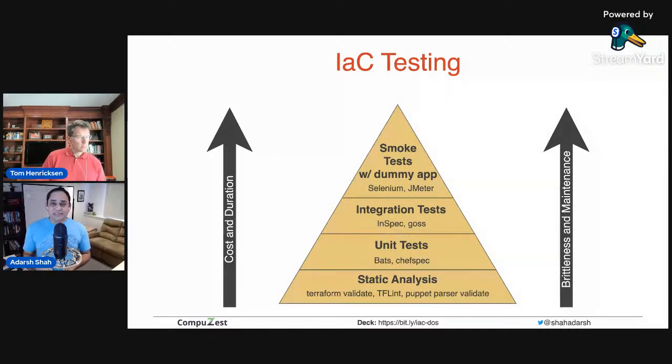And then the last but not the least is running smoke tests with a dummy application. What I mean by that is, let's say you're provisioning your networking and a platform layer where you're provisioning some Kubernetes cluster. You might want to deploy an application to that cluster, just a dummy app that is close to what you would usually be running on that cluster, and then run a Selenium or JMeter test just to validate that you can hit the API or load the UI. This way, you know that you can actually run an app on that cluster.